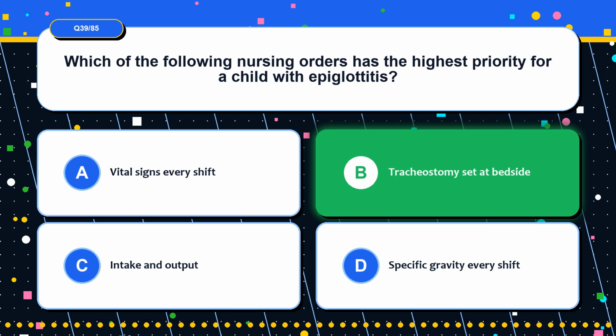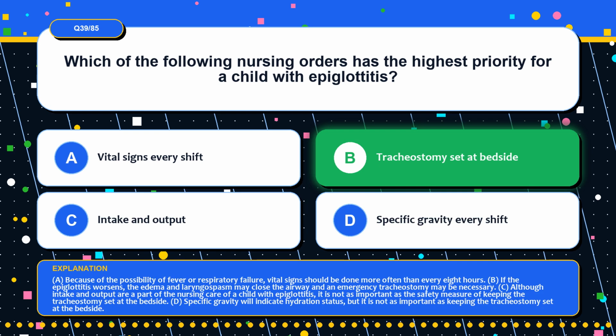The correct answer is option B. Tracheostomy set at bedside. A. Because of the possibility of fever or respiratory failure, vital signs should be done more often than every 8 hours. B. If the epiglottitis worsens, the edema and laryngospasm may close the airway and an emergency tracheostomy may be necessary. C. Although intake and output are a part of the nursing care of a child with epiglottitis, it is not as important as the safety measure of keeping the tracheostomy set at the bedside. D. Specific gravity will indicate hydration status, but it is not as important as keeping the tracheostomy set at the bedside.